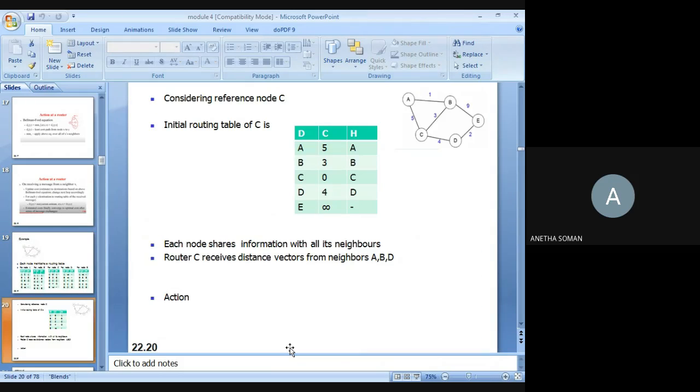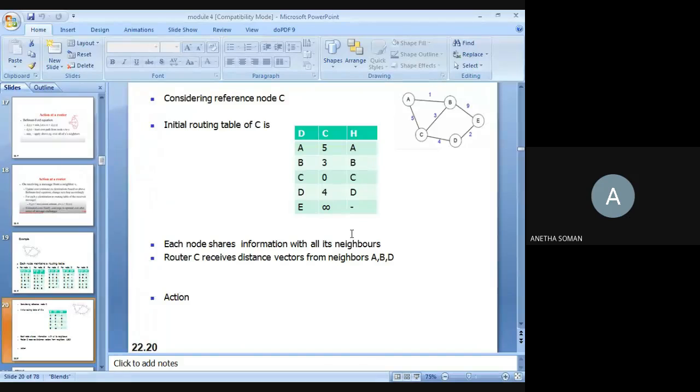The next step, I have told, the second step is sharing of information. Now, assume you are considering only the node C. Now, my reference node is C. When you are given a problem, you have to do it for all the routers. Now, for understanding purposes, I am just defining only one node here. Considering reference node C, I now know the initial routing table of C. That's what I formed in the earlier step. I have just written the whole thing, the initial routing table.